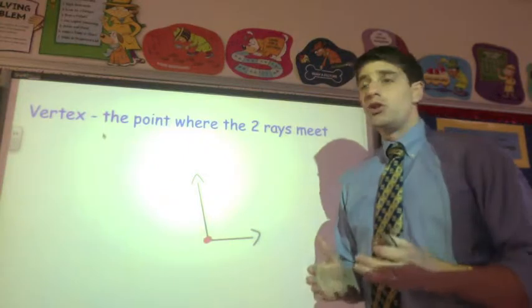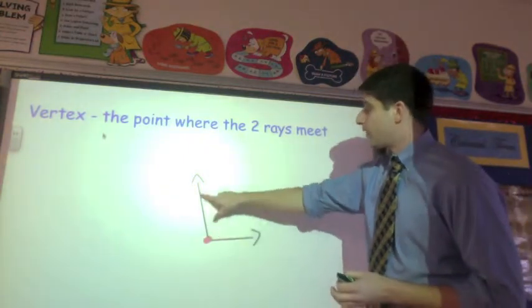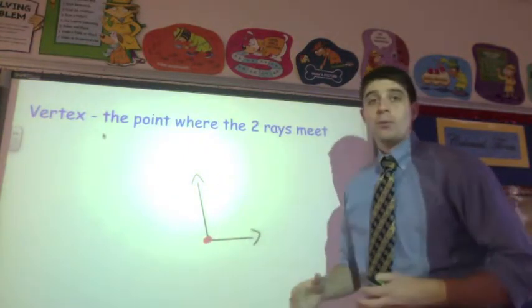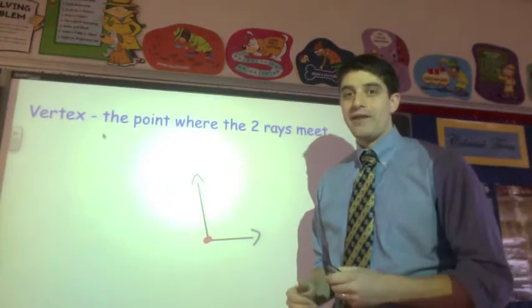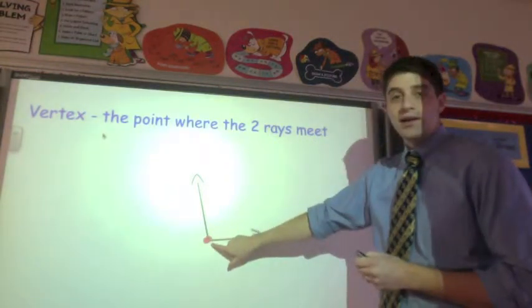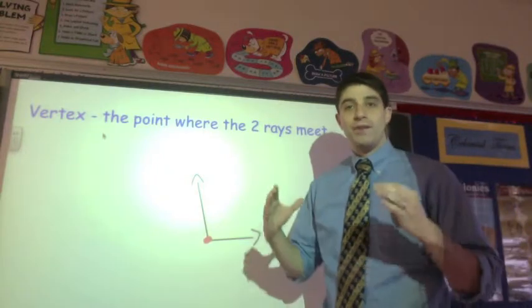And that's where the two rays meet. You can see I have a ray here and a ray here, which means I have an angle. And right in the center, right here, that's the vertex. It's where they meet.